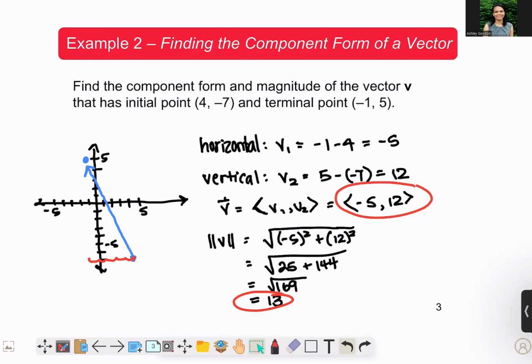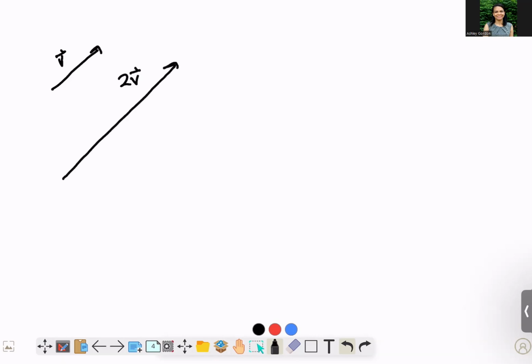Next, let's talk about some vector operations. So we're going to start with scalar multiplication and addition. So multiplying by a scalar, which for us scalars are always going to be real numbers. If it's positive, it's just going to change the magnitude of our vector. So comparing vector v with the vector 2v, 2v is going to be twice as long. So it's going to change our magnitude and make it twice as long. Both vectors will have the same direction.